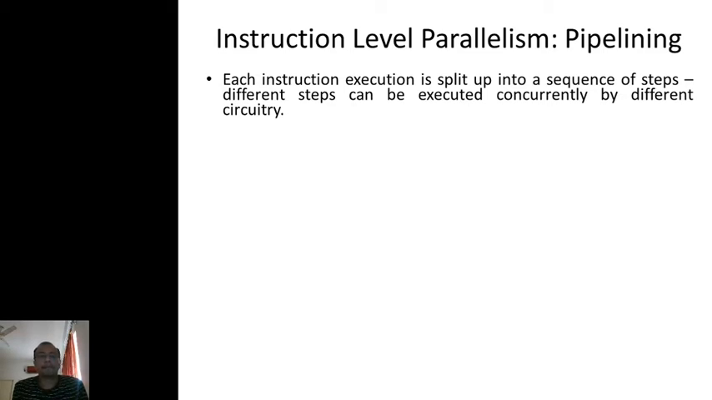In pipelining, each instruction execution is split up into a sequence of steps. Recall the execution of an instruction inside any microprocessor or microcontroller. Several clock cycles are needed. If you recall the 8085 or 86 family, the instructions need a variable number of clock cycles depending on complexity, and the execution involves several steps. Here each instruction execution is split up into a sequence of steps, and different steps can be executed concurrently, meaning parallelly, by different circuitry.